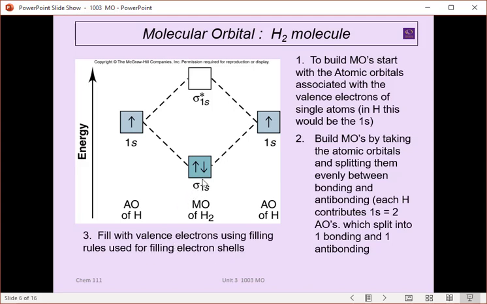So I've got 2 electrons. I'm going to fill the bottom. This is a bonding orbital. It has 2 electrons in it. And the one I star, by the way, is the anti-bonding.